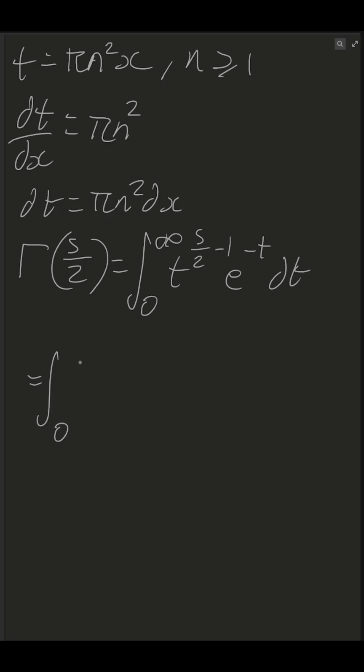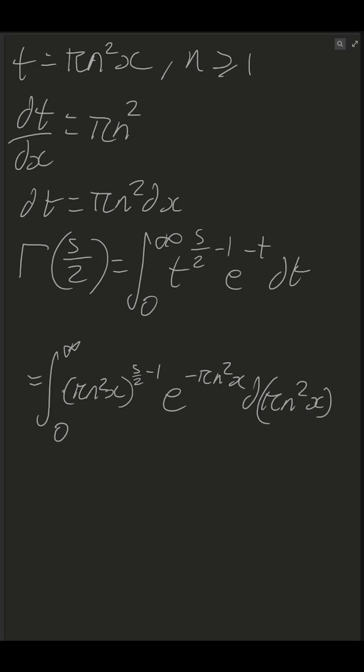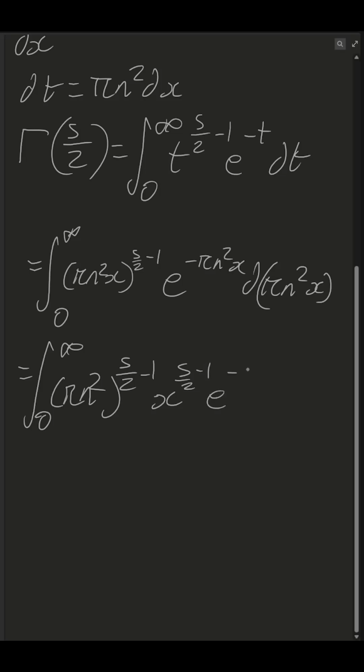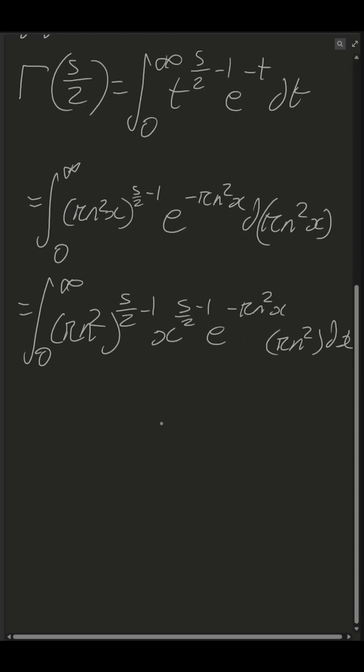that is equal to this integral from 0 to infinity of pi n squared x to the s over 2 minus 1, e to the minus pi n squared x, d of pi n squared x, which is further the integral from 0 to infinity of pi n squared to the s over 2 minus 1, x to the s over 2 minus 1, e to the minus pi n squared x, pi n squared dx, as you can see we got from up there.